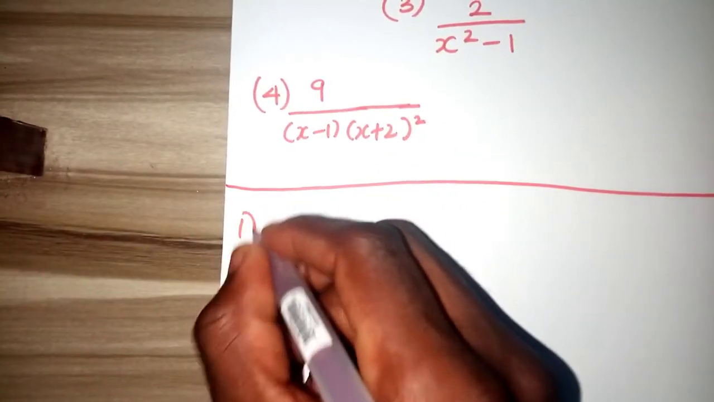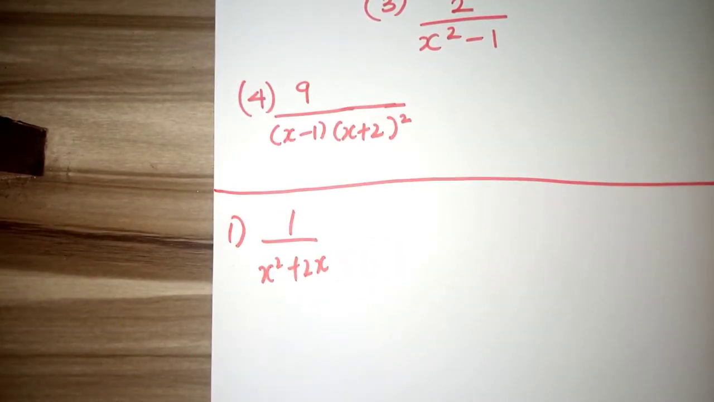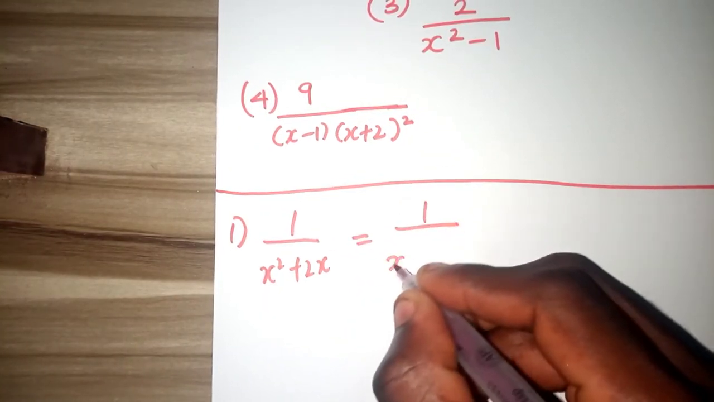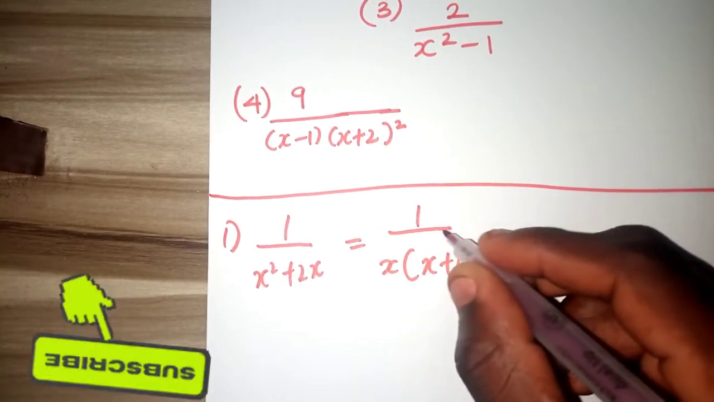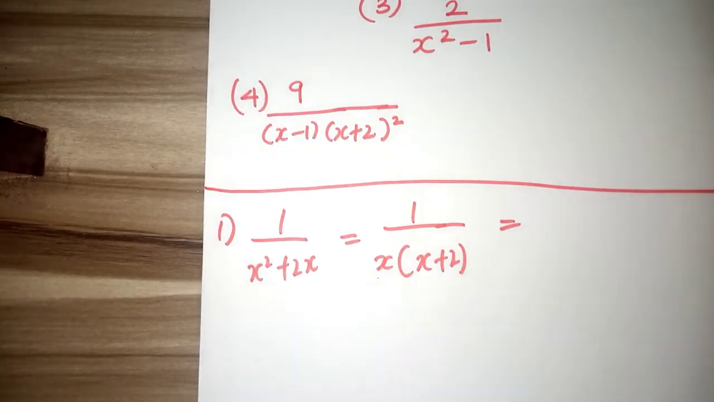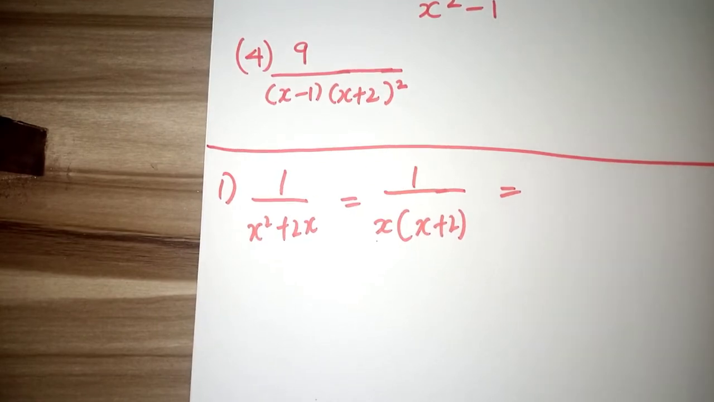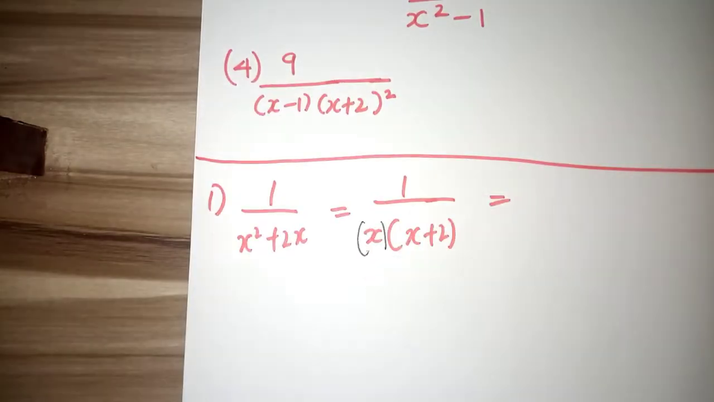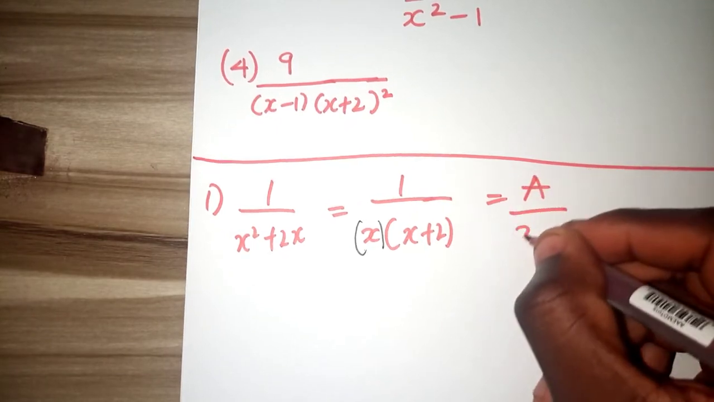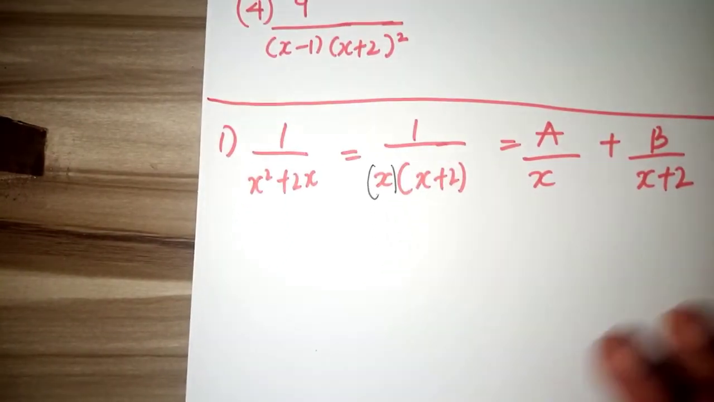Okay, now the number one is 1 over x squared plus 2x. From here you can do something to the denominator. Factorize x out. That would be 1 over x in bracket of x plus 2. Now you can see that this is already in the form of two brackets. You can make this particular fraction in the form of two fractions. This is one bracket and that is another bracket. Now you can reframe this as a over x plus b over x plus 2. I hope you are following me.